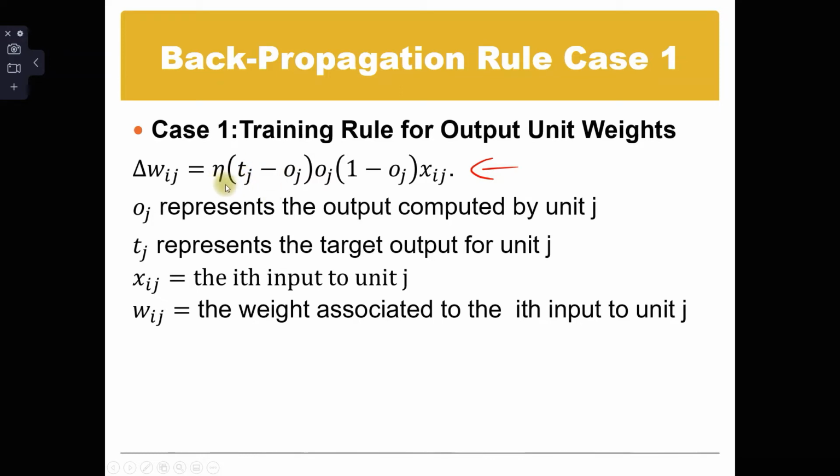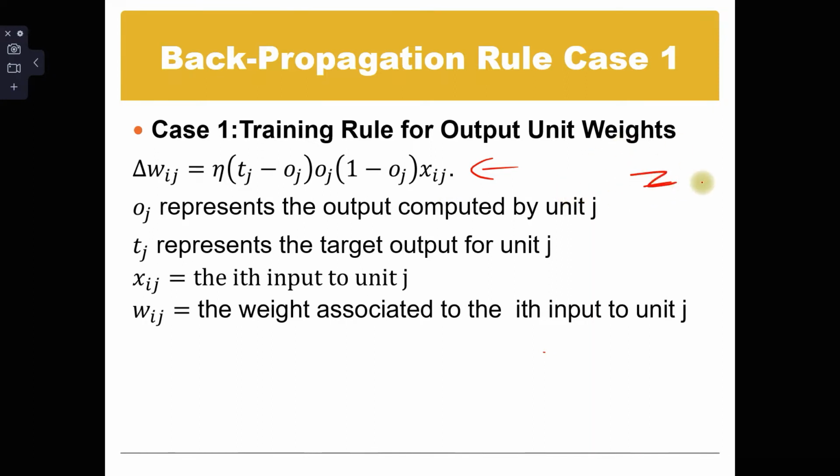Eta represents your learning rate. Tj represents your target output. And then oj represents your computed output, that is your predicted output. And xij represents, of course, the input from node i to node j. If you are referring to a particular output node j, for us there is only one output node, so j would be equal to 1. But if there were two output nodes or more, you would have j taking different possibilities. For us, j is z.